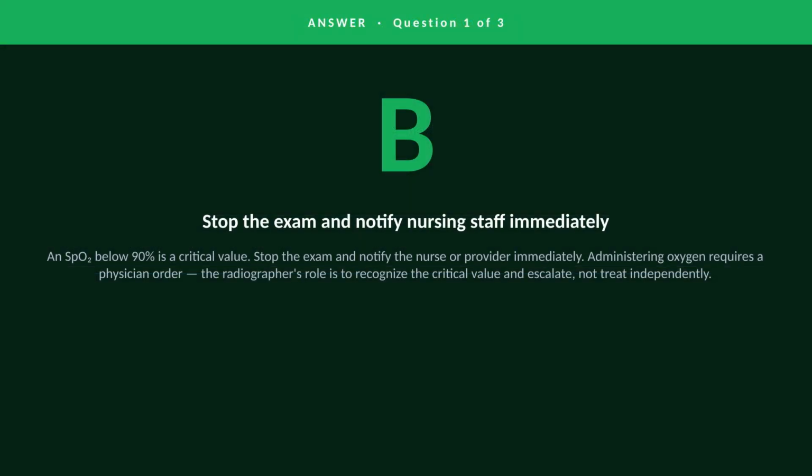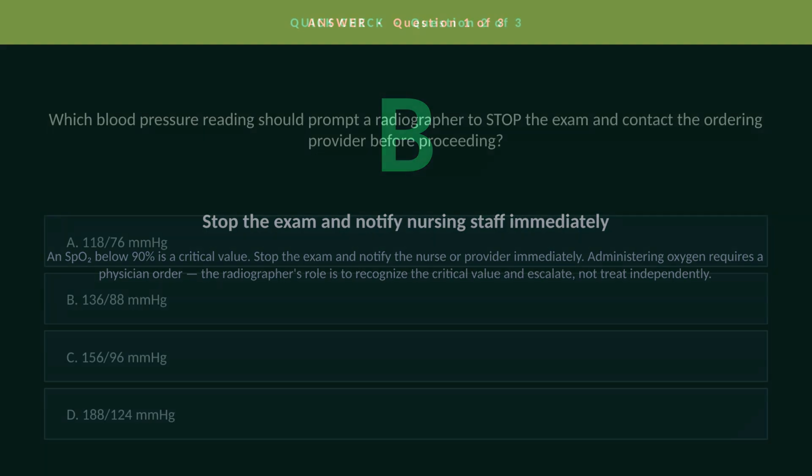The answer is B. Stop the exam and notify nursing staff immediately. An SpO2 below 90% is a critical value. Stop the exam. Get the right people to the patient. Oxygen requires a physician order. Your role is to recognize the critical value and escalate.